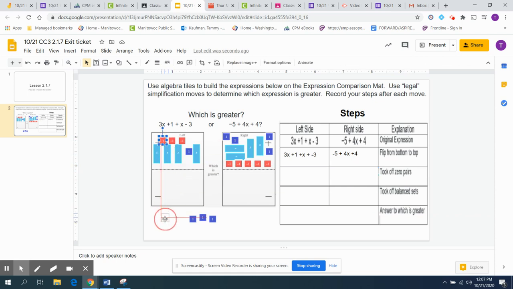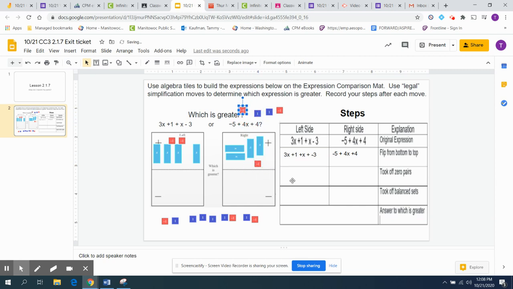So I'm going to go to this side and I'm going to take off my 0 pairs. There's only one of them. And on this side, there's more than that. I'm going to take off all the 0 pairs. There's one. Here's another. Put these up here and here.